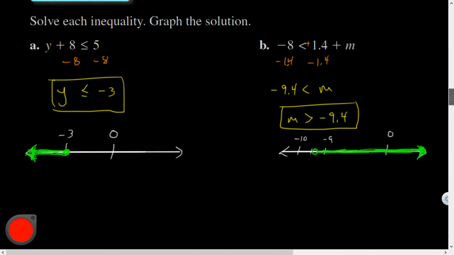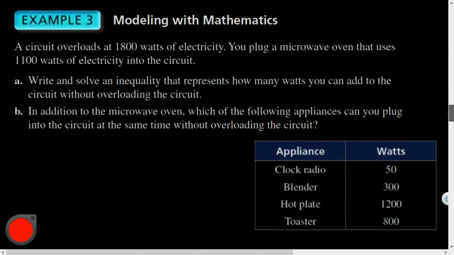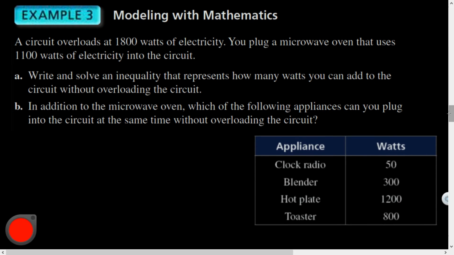Yeah, there we go. So negative 9.4 was the point of interest. Open circle shaded to the right. All right, cool. And let's see, this one, don't feel like you guys have to write it all down or anything. Just follow along. Let's see if we can think through this together.